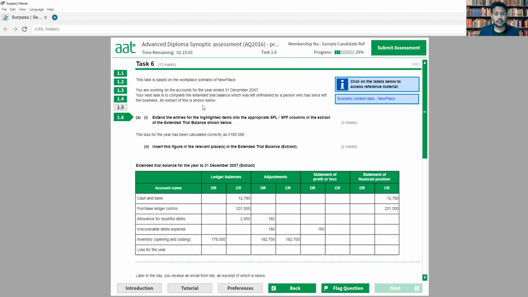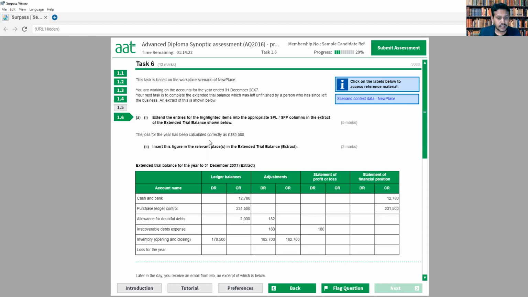They're saying someone was preparing the extended trial balance and that person just left in the middle. So they're asking you to complete this extended trial balance. Extend the entries for the highlighted items into the appropriate SPL and SFP columns. So they're asking to take the ledger balance to the right place: does it belong to the statement of profit and loss, or to the statement of financial position? Complete the extended trial balance.